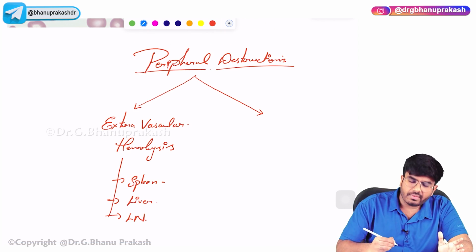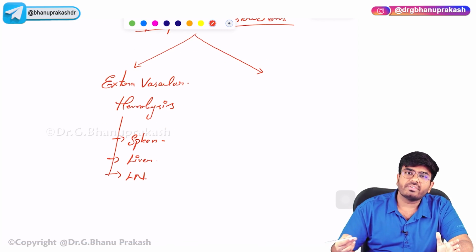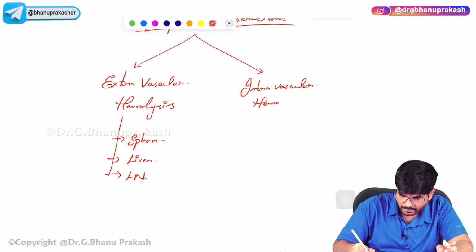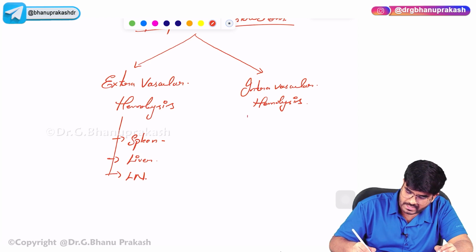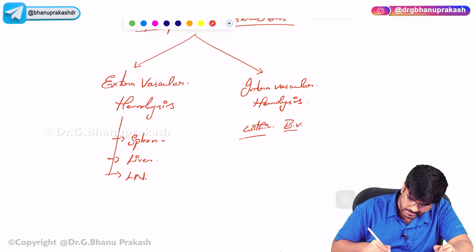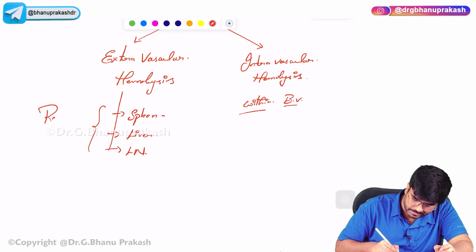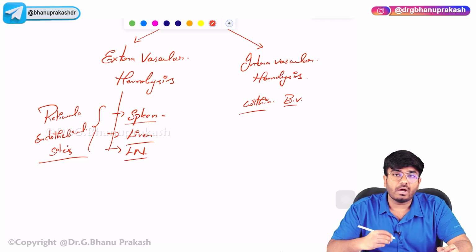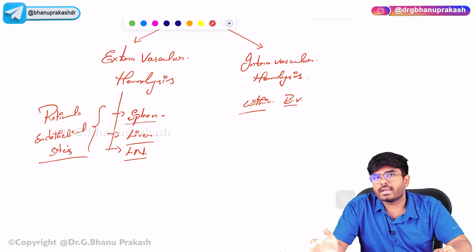And where else can the RBCs be destroyed? The RBCs can be destroyed within the blood vessels itself. That's intravascular hemolysis. So intravascular hemolysis means the RBCs are getting destroyed within the blood vessels. Here, all of these are reticuloendothelial sites. So the macrophages in the spleen, liver and lymph nodes are now destroying the RBCs, unnecessarily destroying them.